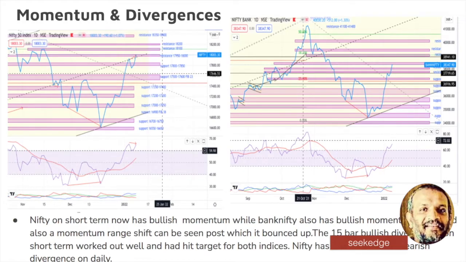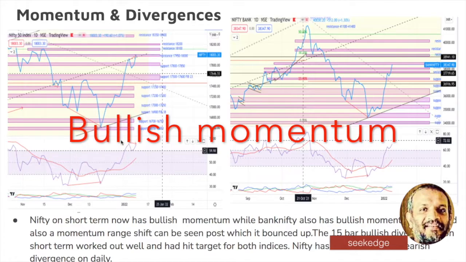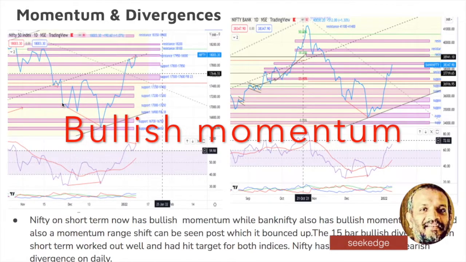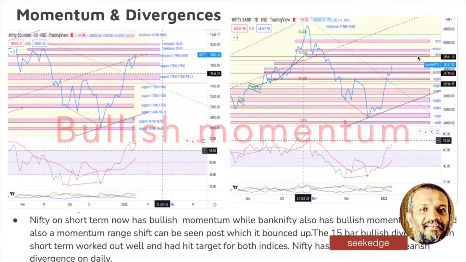Momentum divergence. See, momentum, if you see, it is clearly in the bullish zones. Momentum has taken a range shift from the sideways and it has bounced up. Perfect. Similarly, on the Bank Nifty, it has not taken a range shift, but it has taken a retracement and bounced. Momentum is bullish. Clearly bullish. Right? And there was a 15 bar divergence which has met the target. We already know that. Here we have a 15 bar bullish divergence which has met the targets, and now there is something that you have to just keep in mind.